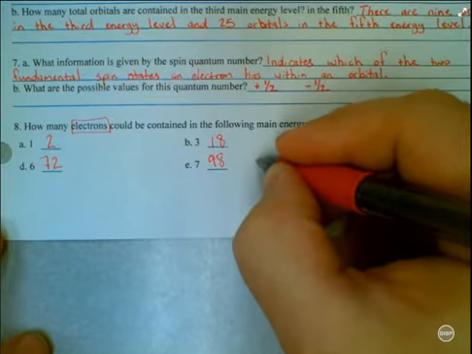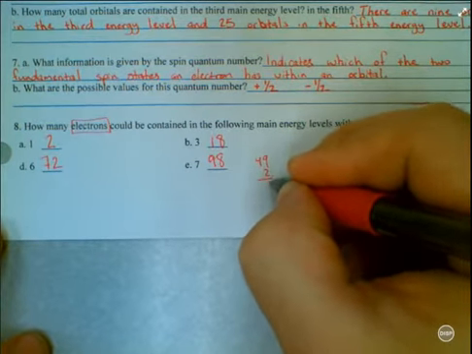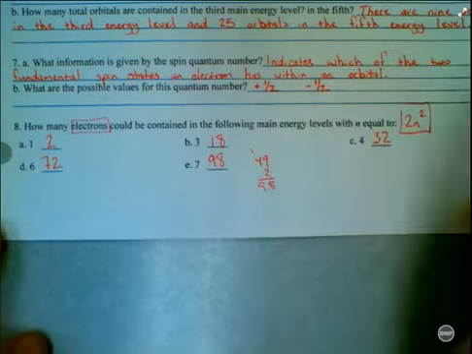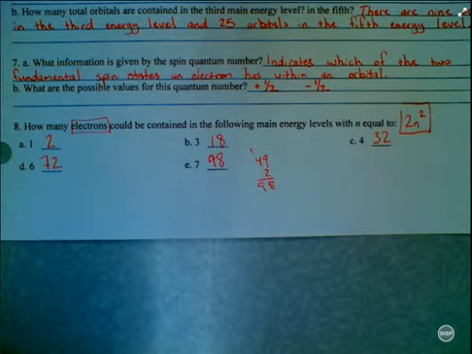Let me double check that real quick. 49 times 2, 98. Okay, good. Just want to double check. Didn't want to let you guys down there.